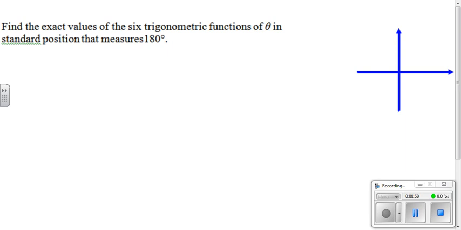So if we wanted to find the exact values of the 6 trigonometric functions of theta in standard position that measures 180. This is going back to talking about finding our trig functions of these values. So we want it in standard position. It's going to be a quadrantal angle at 180. So we'd say it'd come in this direction here. So our theta equals 180.